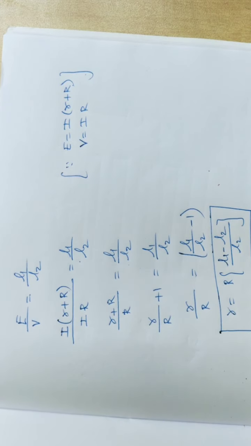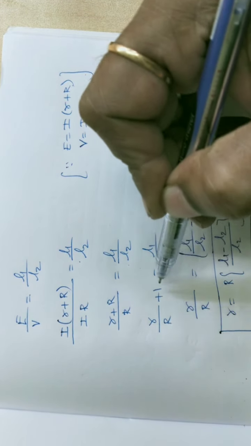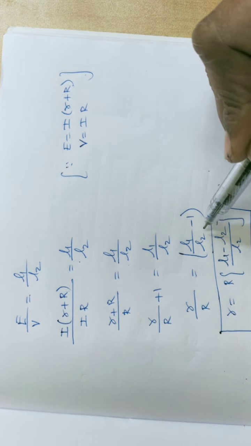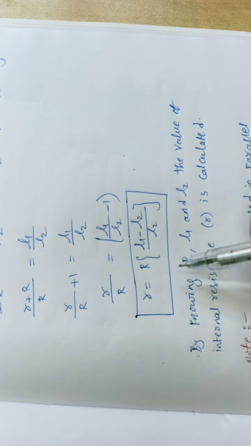By cancelling I in numerator and denominator we get (small r plus capital R) by capital R is equal to L1 by L2. So r by R plus 1 is equal to L1 by L2, so small r divided by capital R is equal to L1 by L2 minus 1. On simplification we get small r is equal to capital R into (L1 minus L2) divided by L2. By knowing R, L1 and L2 values, we can easily calculate the internal resistance of the cell. This is the basic information about the internal resistance of a given cell using a potentiometer.